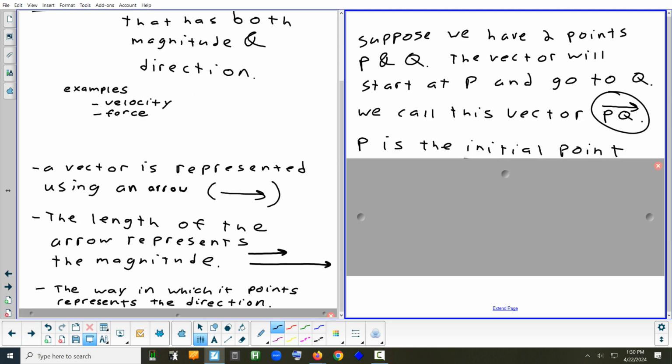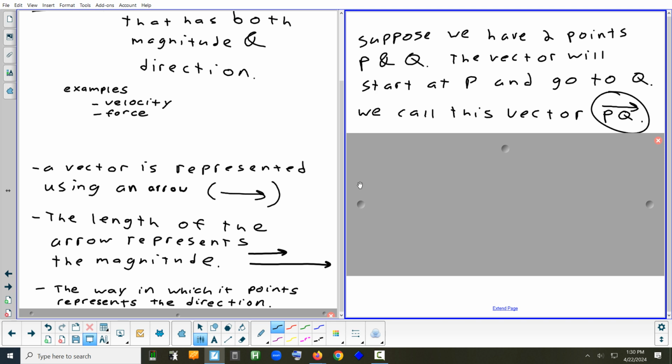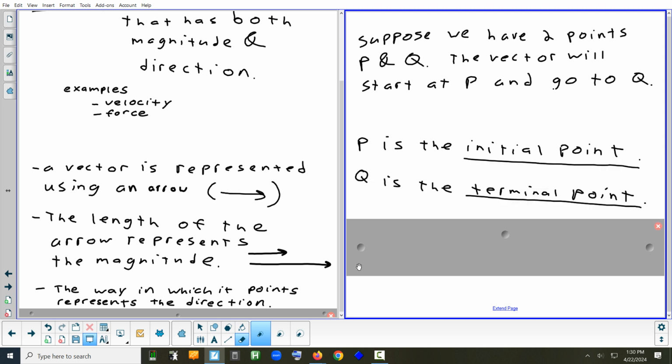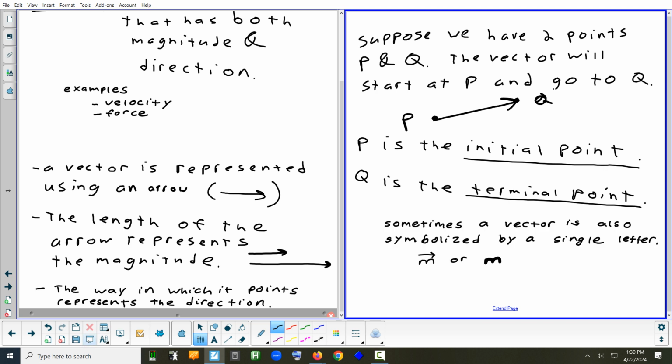So generally when we describe a vector, it has a starting point and a stopping point. So let's say we have the vector starting at P and ending at Q. Let me draw that. Here's P, here's Q, capital Q. That would be the vector PQ. It doesn't have to be, I just made that one up. P is called the initial point. Q is called the terminal point. Terminal is where it ends.